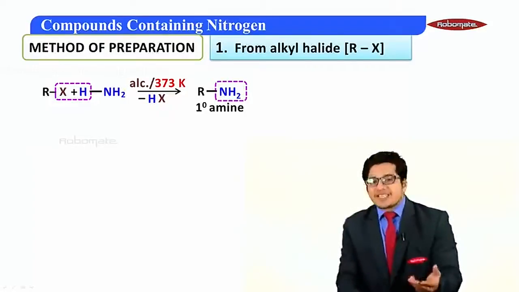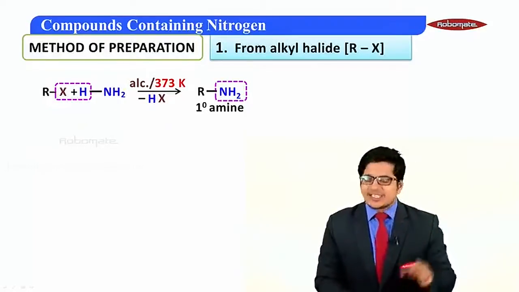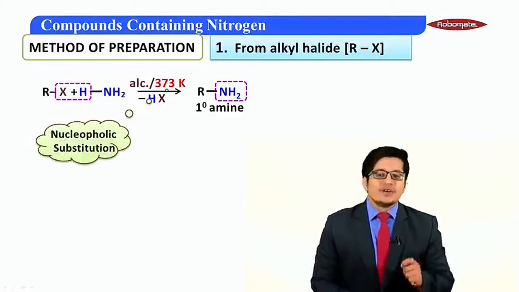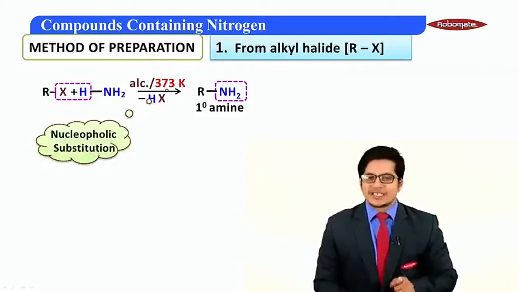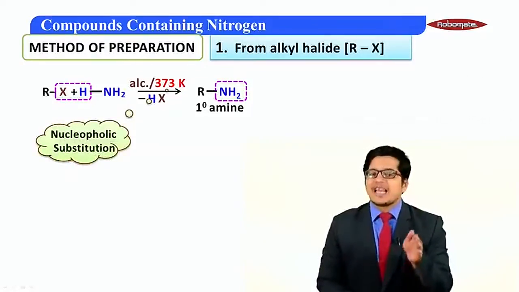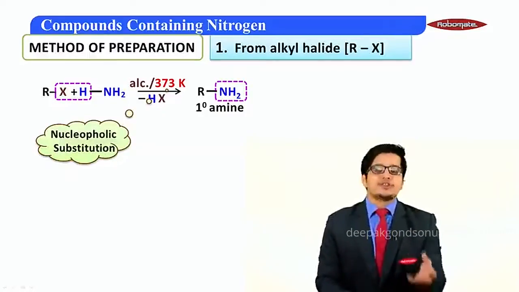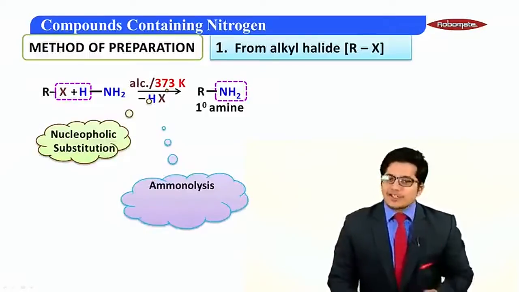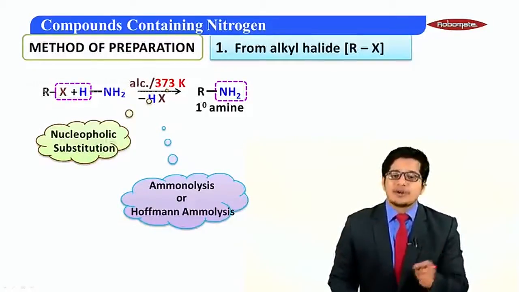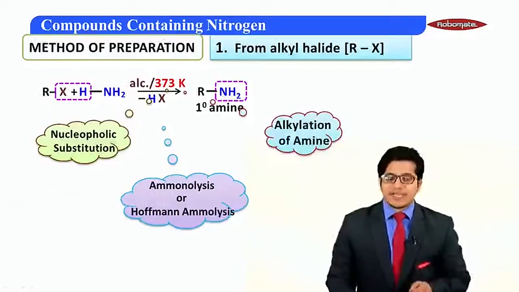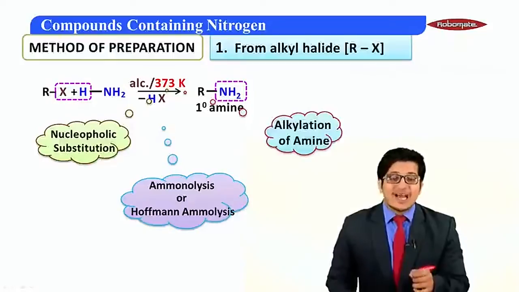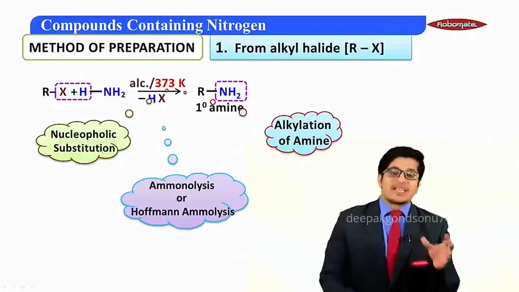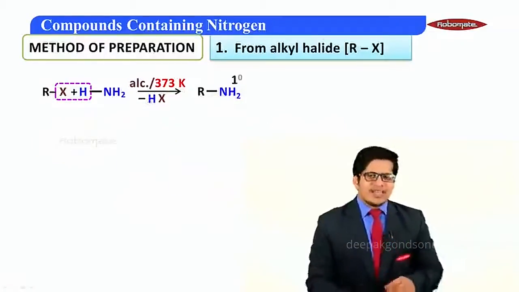Now, let's see further. If this entire reaction was seen, what was the first step which we did? We did a nucleophilic substitution reaction, and as the alkyl halide was broken due to ammonia, the reaction is called ammonolysis, or also referred to as Hofmann's ammonolysis. Also, this is called alkylation of amines because we took NH3 and added an alkyl group to it.